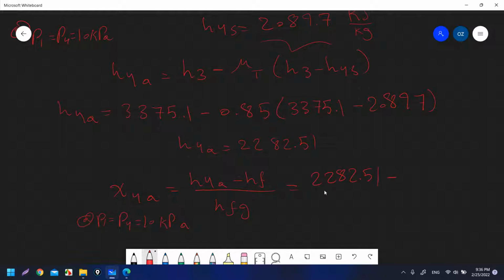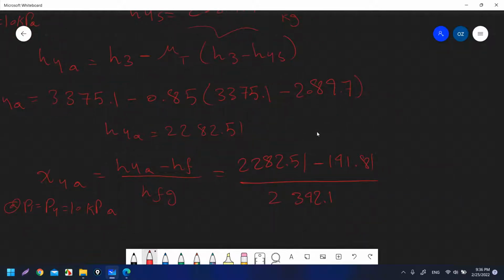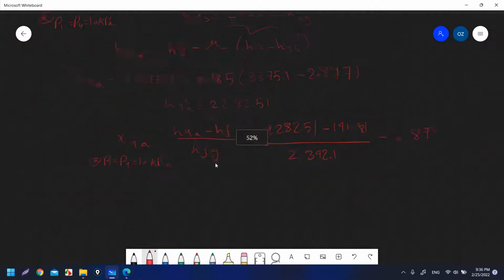So X4A is 2282.51 minus HF, 191.81, over 2392.1, and this will give you that the quality is 0.874. Okay, now we finished part A.